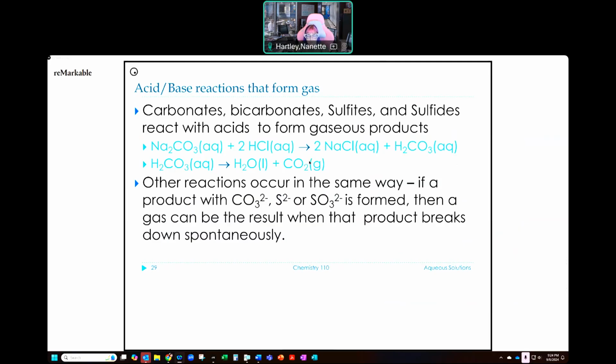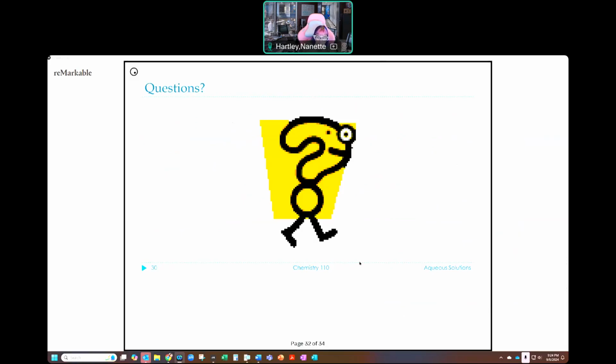There are a number of things that we can do to make this work for us. But we have to be aware that some of these things can form gases, and therefore we have to be able to deal with the fact that that can happen. So it's something that can happen spontaneously in the laboratory, and we have to be able to deal with it. Okay? Questions, comments, problems on that?